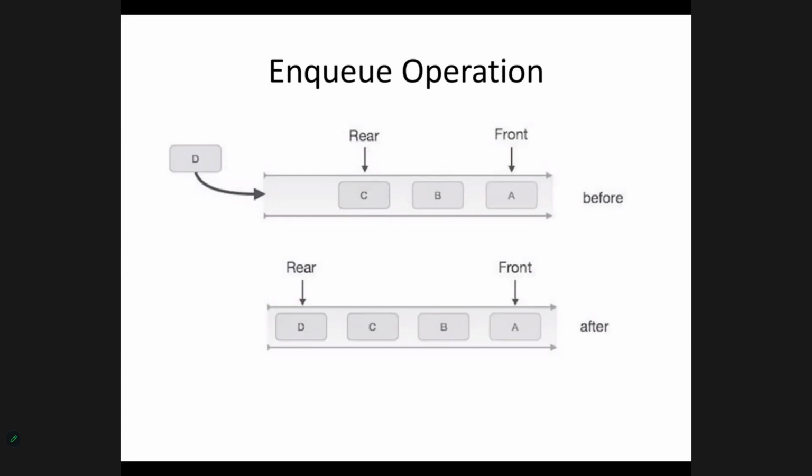Now you can see the insertion operation graphically. This is the queue before insert. There are 3 elements A, B, C in the queue. The front is pointing at A, the rear is pointing at C. Now we are trying to execute the enqueue operation, inserting a new element D into the queue. The new element will be at the rear of the queue, so once you insert, you can see A, B, C, D.